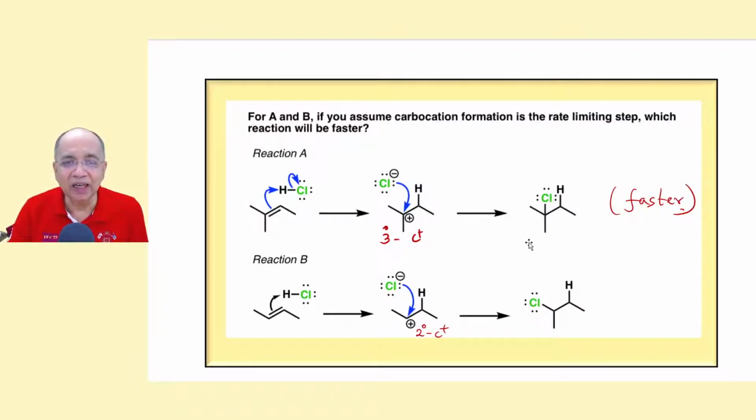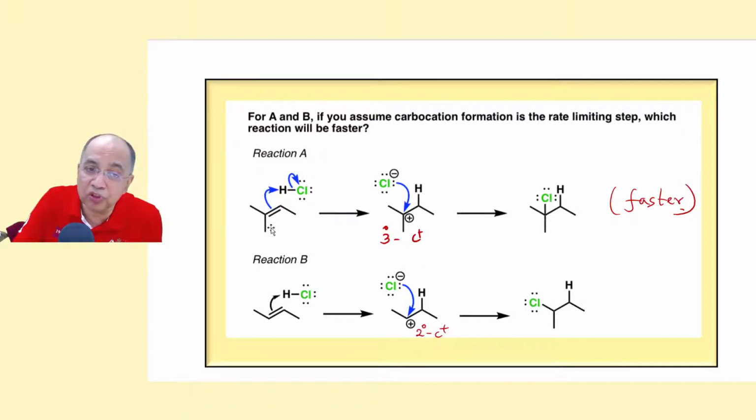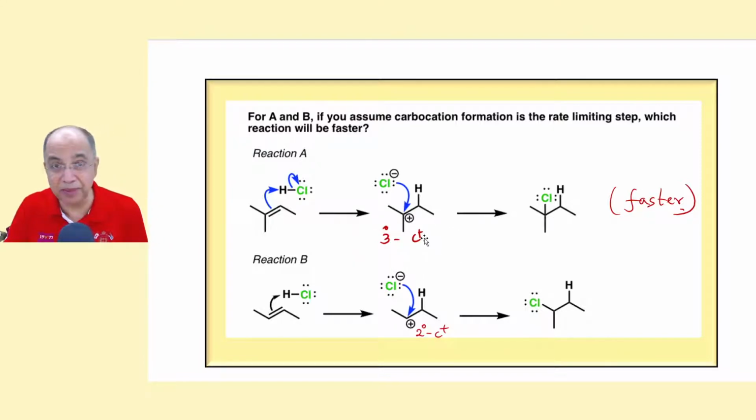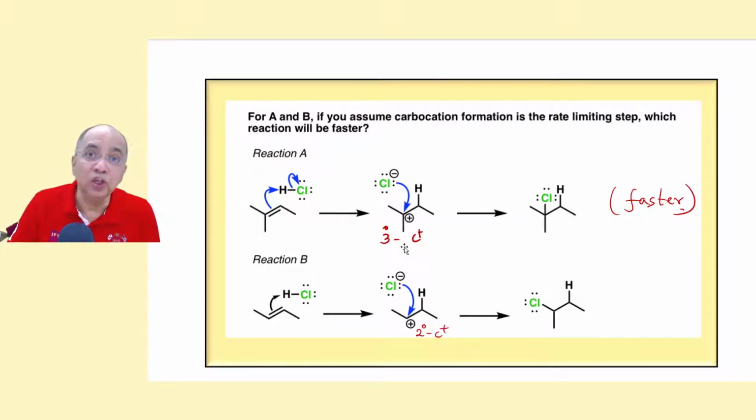Similarly, if you compare between the rates, this is a more substituted alkene where a 3-degree carbocation will be formed, as I have explained to you before. But this is an unsubstituted alkene, a butadiene, where a 2-degree carbocation is formed. These are two different substrates in different reactions. But if you compare the rate, here you find this is a 3-degree carbocation which is more stable, so the rate will be faster. And here this is a 2-degree carbocation which is less stable, so the rate will be slower.